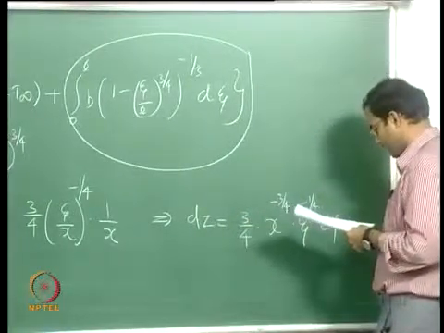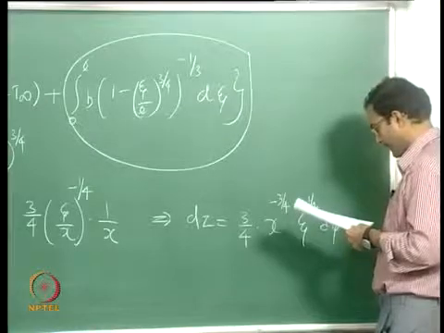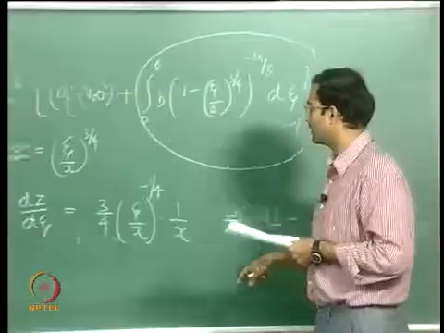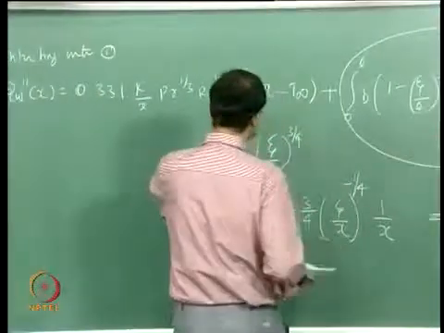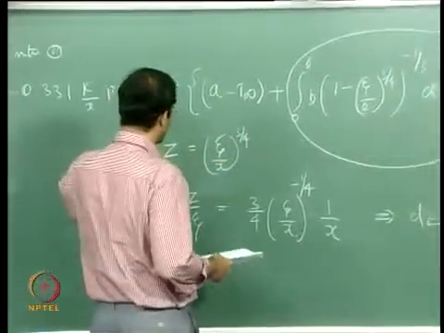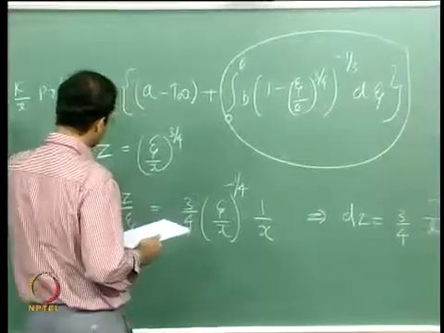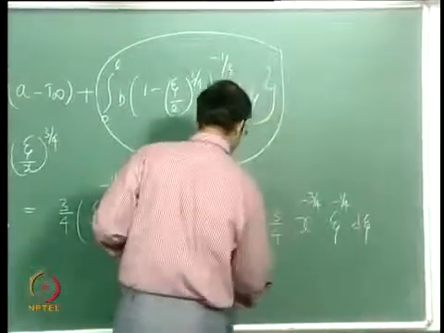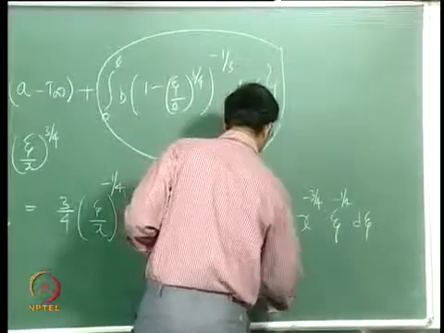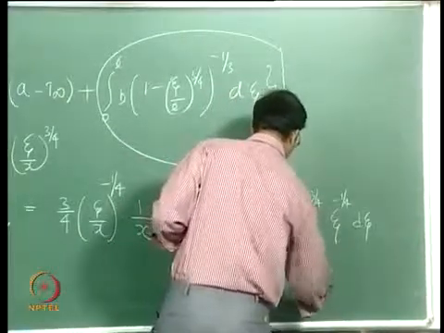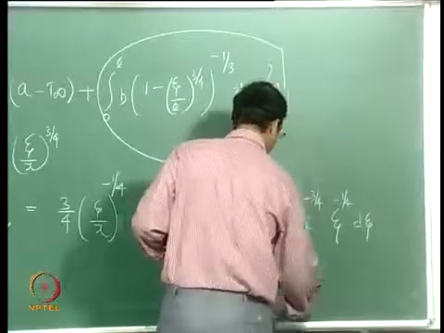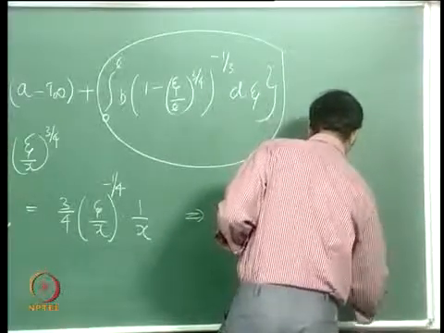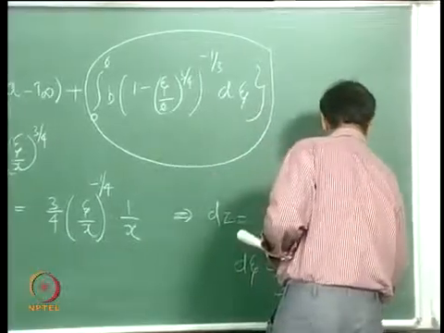In fact I can also write this in terms of z, okay. Now z is zeta by x to the power 3 by 4, so z to the power of 1 by 3 I can put it, because this is already, yeah, so my dz will be d zeta 4 by 3 here, x to the power 3 by 4, zeta to the power 1 by 4, okay.